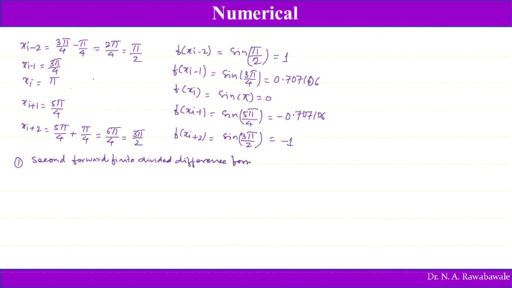Formula. So this formula is f double dash of xi is equal to f of xi plus 2 minus 2 f of xi plus 1 plus f of xi, divided by h square.